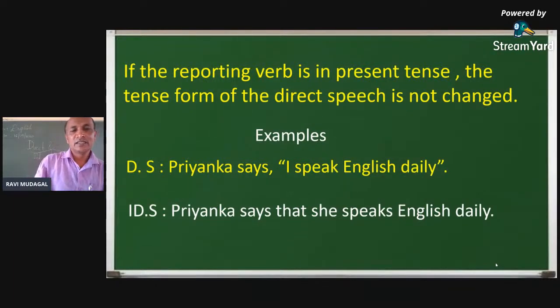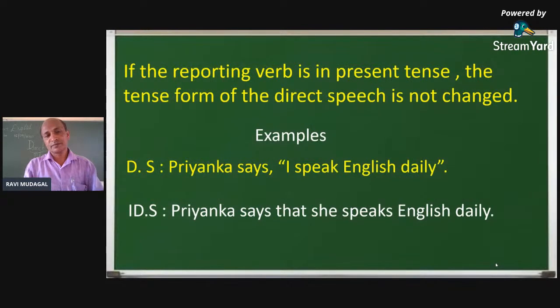You need to understand this important rule. The reporting verb is in present tense. The tense form of the direct speech is not changed. When you come to know that the reporting verb is in past tense, the tense form of the direct speech is changed. Till now, we have discussed the reporting verb and the tense form of the direct speech. When the reporting verb is in past tense, the tense form of the direct speech is changed.